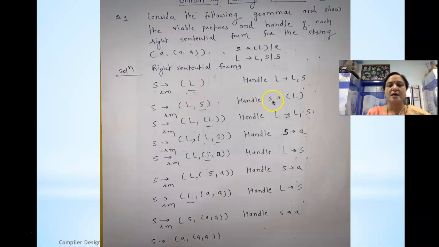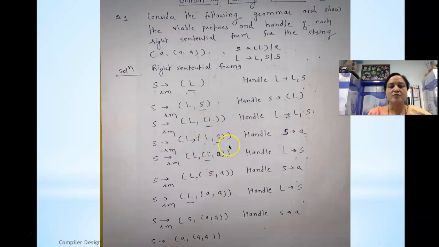So here the handle is S tends to (L). Now again scan the right hand side of the production from right to left. The first non-terminal we come across is S. So we substitute S by (L), because we have a production S tends to (L). So the handle is L tends to L comma S. Now this L is substituted by L comma S. Again scan the right hand side from right to left. This L is the non-terminal coming first, so that is substituted by the handle L comma S.